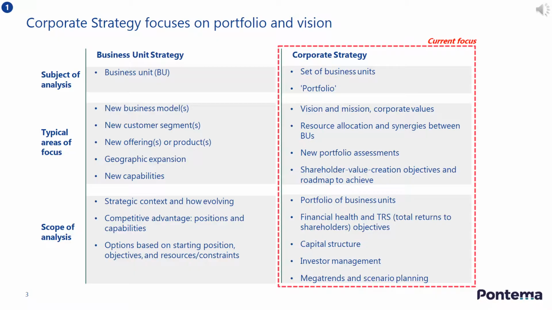To begin with, let's look at the main differences between corporate strategy and business unit strategy. Corporate strategy focuses on an organization's entire business unit portfolio, the big industry and consumer trends affecting the organization, and how resources are allocated across the organization. Corporate strategy is also responsible for the organization's vision and mission statement, and managing investor relations. The head of a corporate strategy team will usually report in to the CEO.